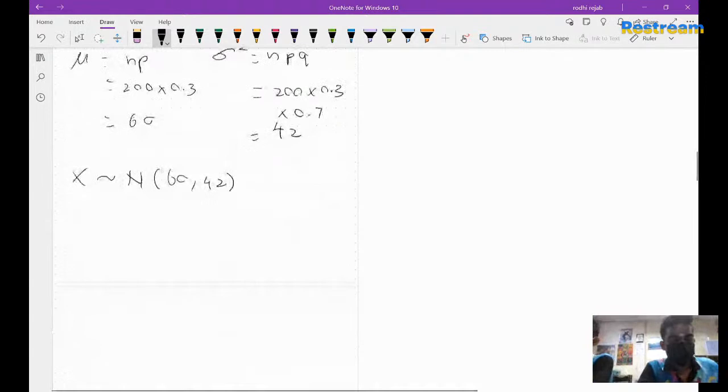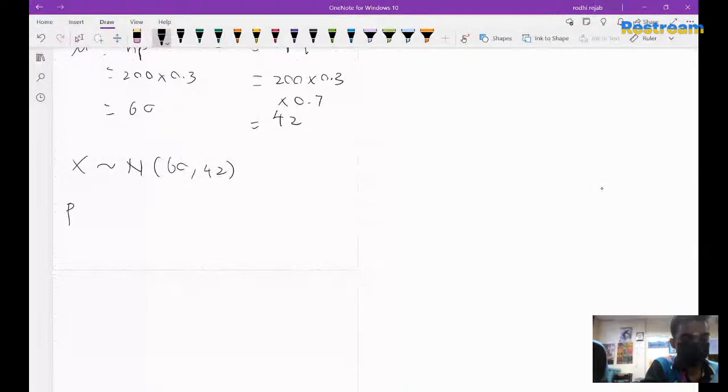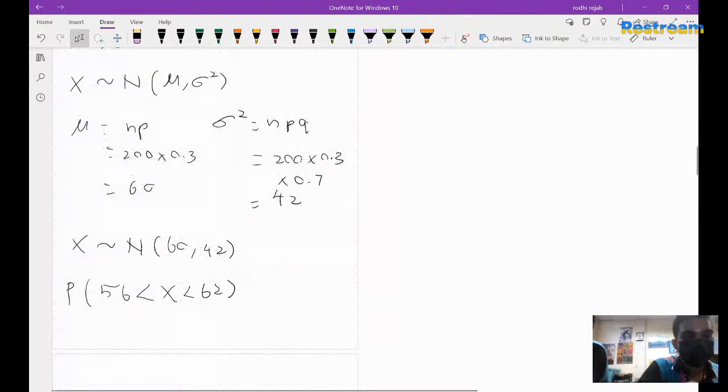All right, now we can jump into the question. Question said that between 56 and 62. So P(56 < X < 62). Alright, so we are going to be finding this now. But you can't directly find it because we're doing continuity correction. Since you already changed from binomial to normal, you have to also change these.